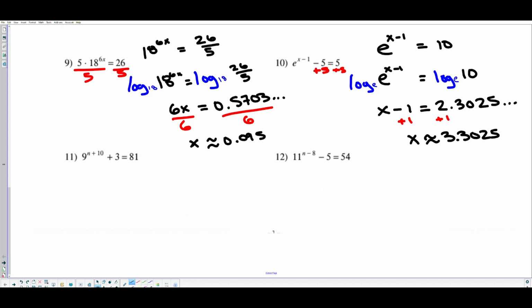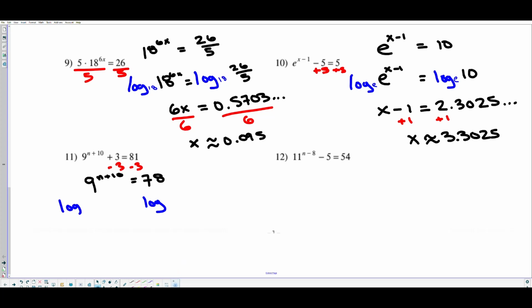Okay, the last two, same idea. Go ahead and subtract 3. Okay, so this is the last one I'm going to do for you. I know I'm not doing all of them, but I will give you the answer for the last one. So you're going to get 9 to the n plus 10 equals 81 minus 3 is 78. Okay, and we're going to go ahead and do a log of both sides.